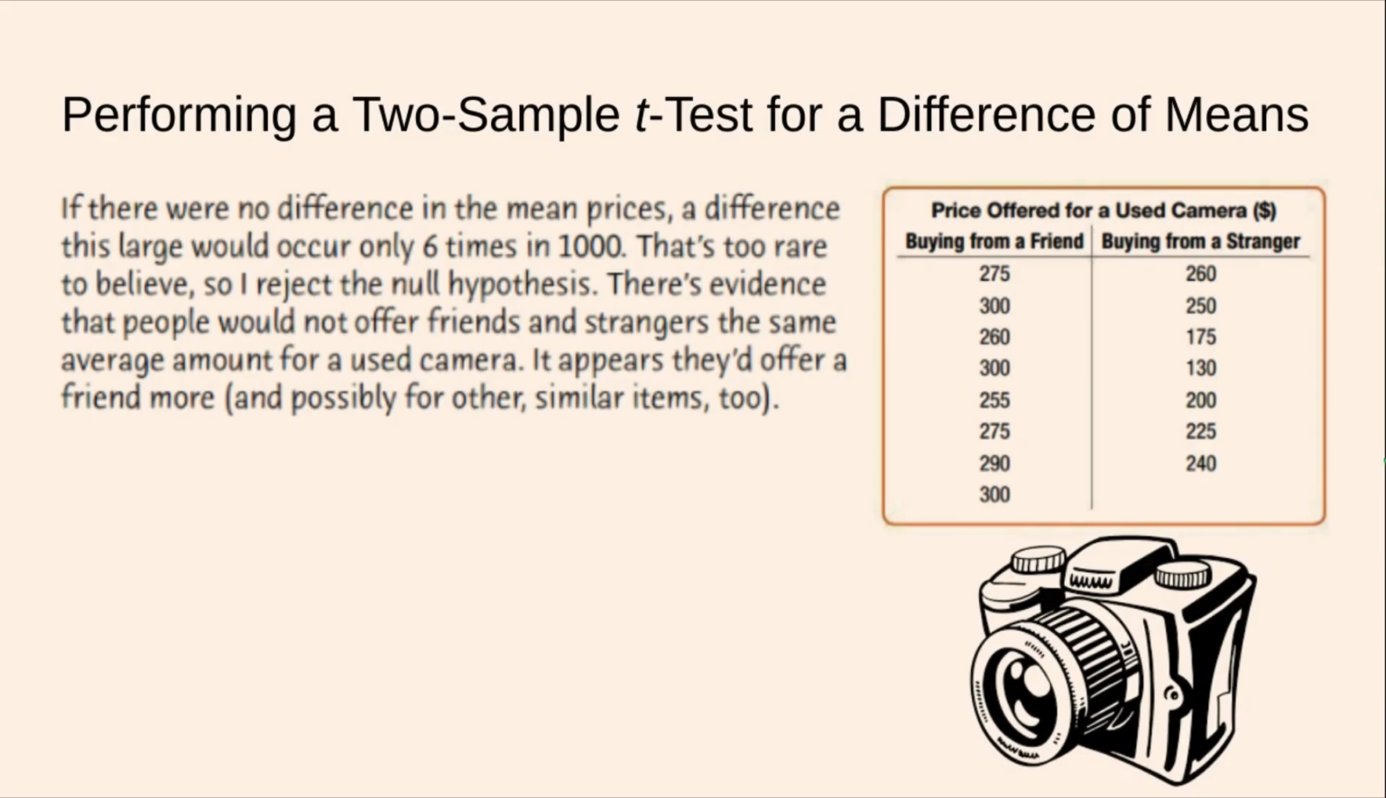So that is too rare to believe. I reject the null hypothesis, so says our textbook. There is evidence that people would not offer friends and strangers the same average amount for a camera. By the way, it appears they'd offer a friend more. Maybe that's true for similar items, but that is for a different study. So there is a significant difference, and people are offering their friends a bit more, which makes sense. You want to be nice to a friend.